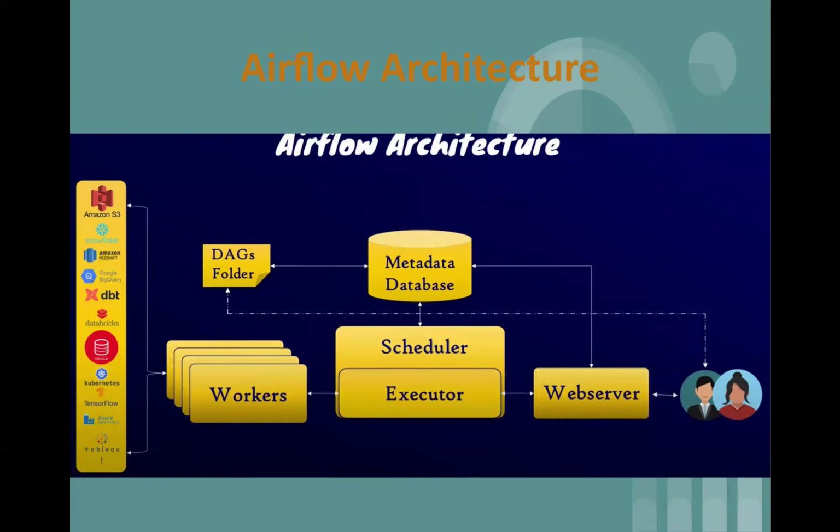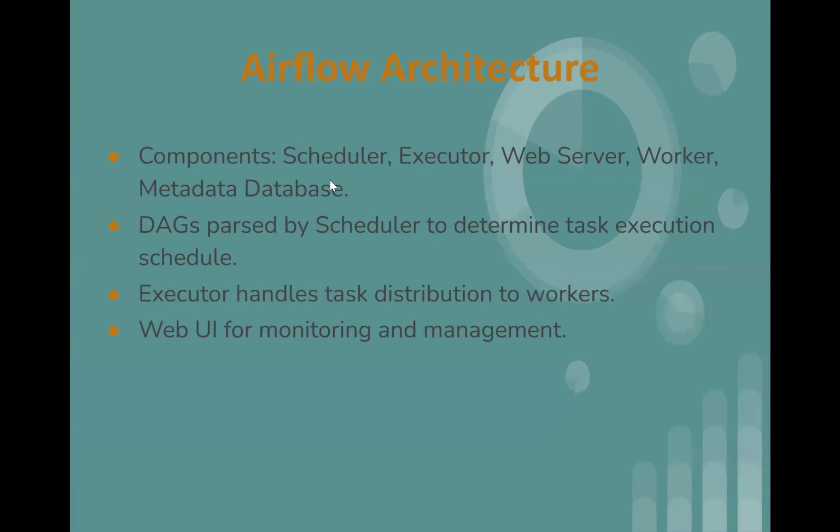Okay, so this is the high level architecture. Now we talked about scheduler, executor, web server, worker, metadata. DAGs are parsed by the scheduler to determine the task execution schedule, when it should execute a DAG. And then the executor will handle the task distribution to workers. So it will distribute the work always, right? So workers, just like a master and worker cluster thing. And web UI for monitoring and management.